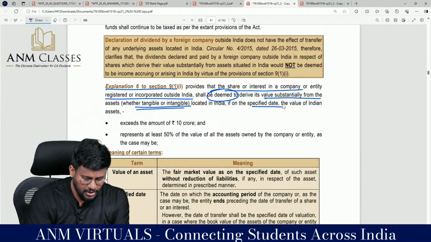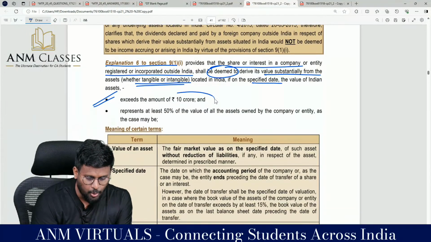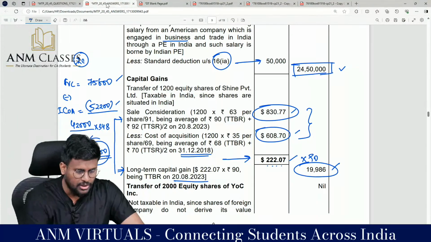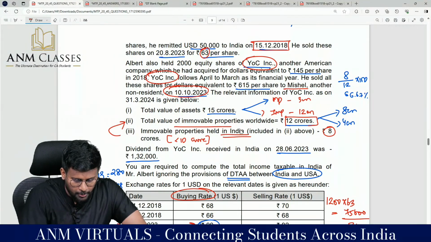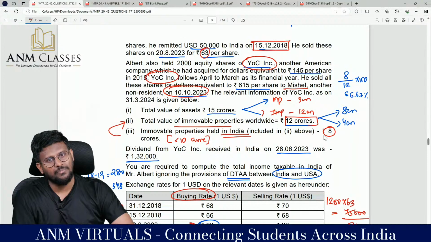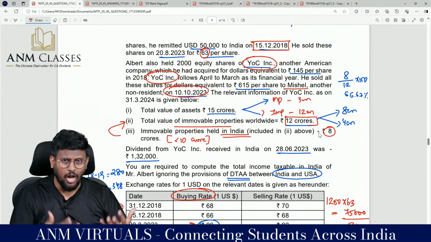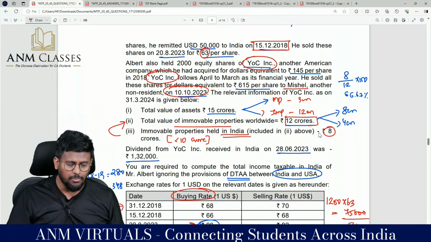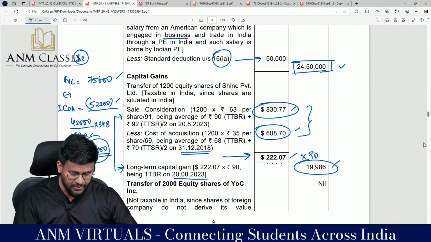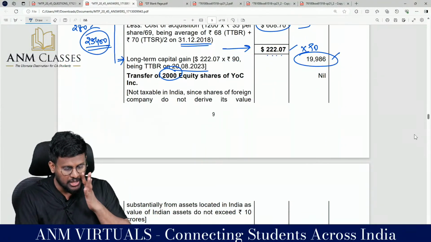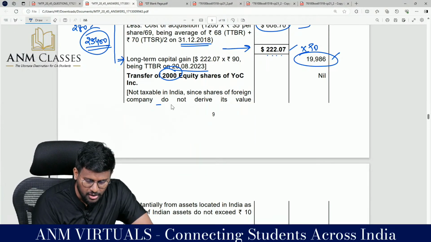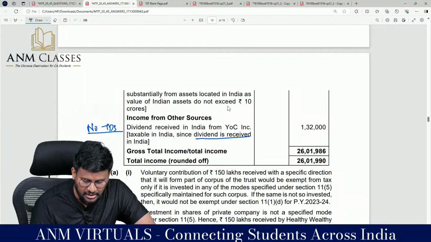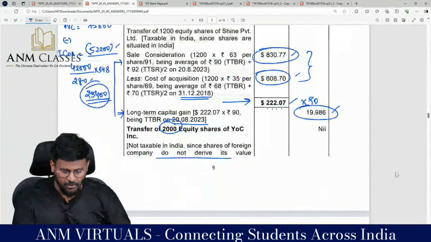If on the specified date the value of Indian asset exceeds the amount of 10 crore. Here Indian asset is less than 10 crore, only 8 crore is there, because immovable property held in India is only 8 crores. So the company has not derived value from India. That means income has not accrued or arisen in India, and the non-resident is not liable to pay tax in India. That's the answer: transfer of 2000 equity shares not taxable in India, since shares of foreign company do not derive its value substantially from asset located in India, as value of asset does not exceed 10 crore. That means nothing will be taxable in India.